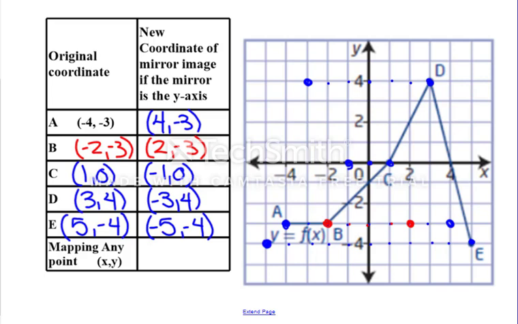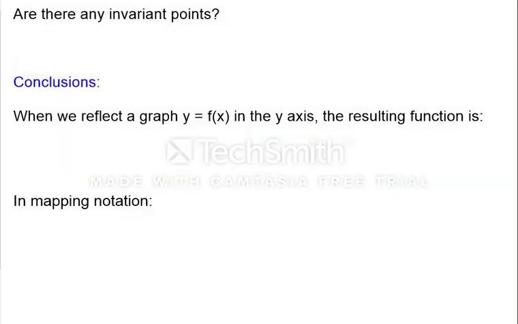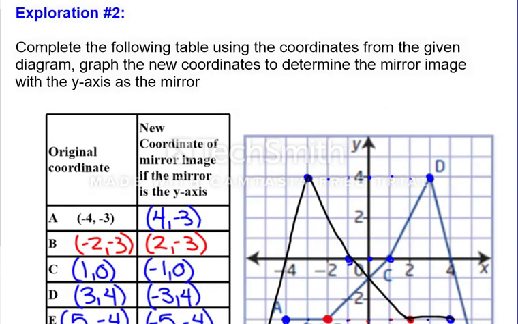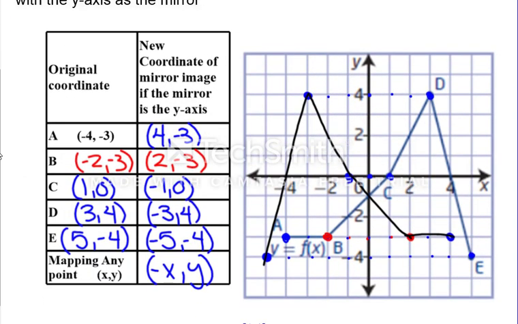Our new graph, hopefully with all these new points, I can figure out where we went. There's our new graph. That's a reflection across the y-axis. Our mapping, any point, we'll notice from our points how they changed. Our y-coordinates stayed the same, but now it is our x-coordinates that were reflected. Those were the ones that changed. Any invariant points? Points that didn't change, if we want to look back. The point that didn't change was our y-intercept.